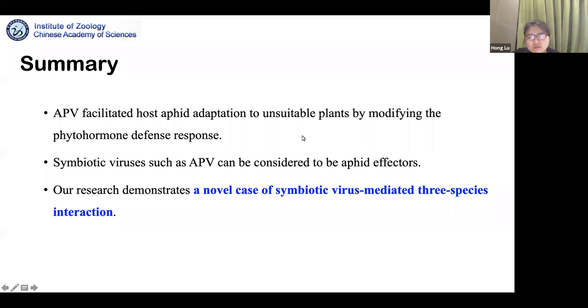On low fitness host plant Vicia villosa, the APV has a beneficial effect on the survival of aphids. APV infected aphids survival much better than APV free aphids.